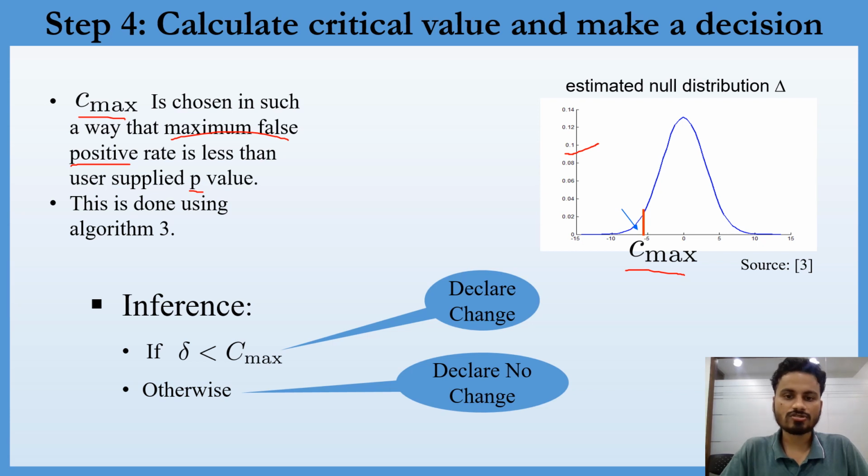Now we have the Cmax value. We are going to do inference using the following rule. If our test statistic value delta is less than Cmax, then we are going to declare the change. If the test statistic value is not less than Cmax, then we declare there is no change in the two distributions.